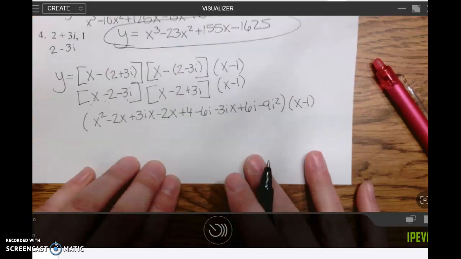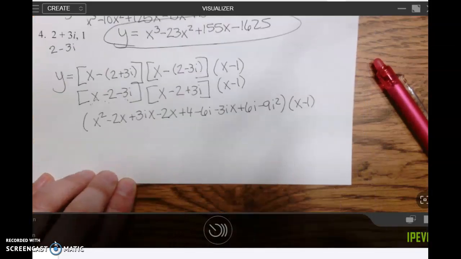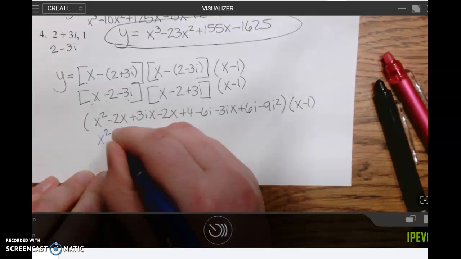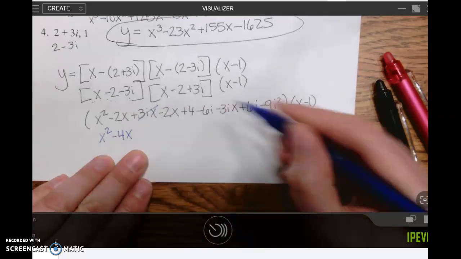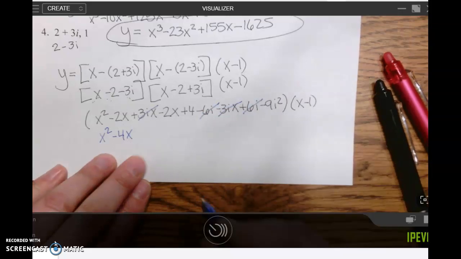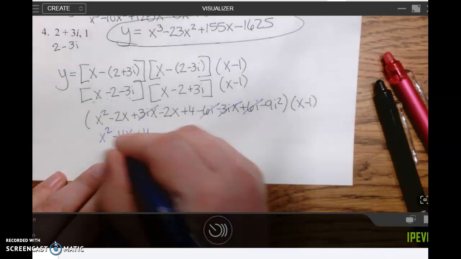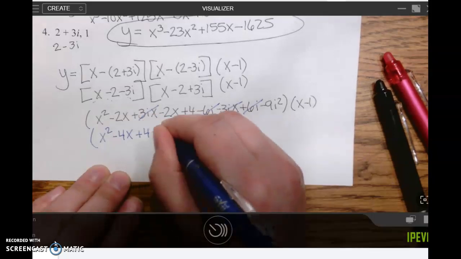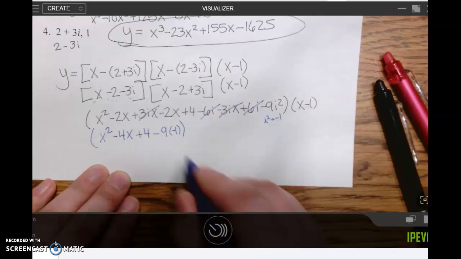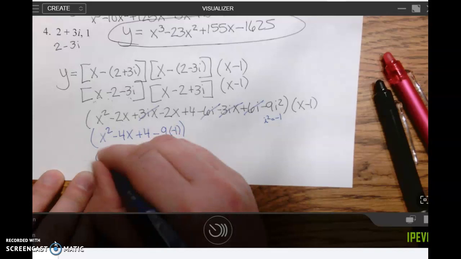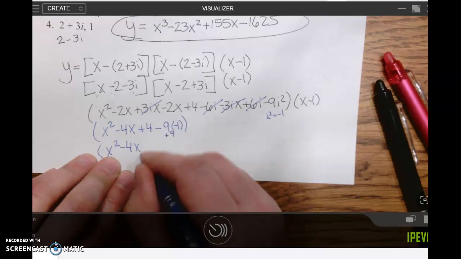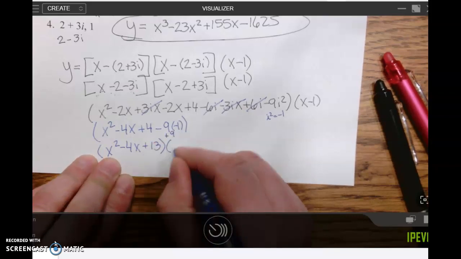And again, at this point, we want to combine like terms and cancel out terms that will cancel out. So I have my x squared. I have negative 2x and negative 2x. That's negative 4x. 3ix and negative 3ix cancel out. And negative 6i and positive 6i cancel out. And so I'm left with plus 4. And then minus 9 times a negative 1. And again, i squared is a negative 1. So that's really plus 9 and plus 4. So we have x squared minus 4x. And if this is really positive 9, 9 plus 4 will give you plus 13 times x minus 1.